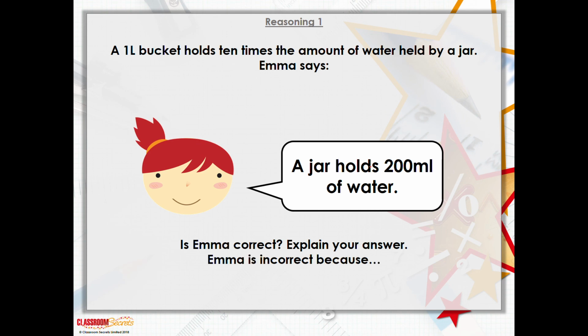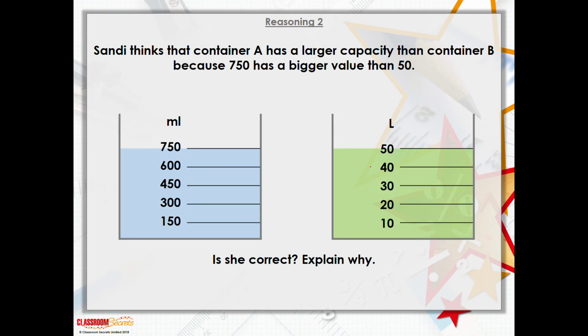Okay, and we've found out that Emma is incorrect because 10 times less than 1 litre is 100 millilitres. So she's done that opposite. She's had 1 litre, so 1,000 millilitres, and she's divided that by 10 to find out that there should be 100 millilitres in her jar, which means that the 200 millilitres of water would be too much.